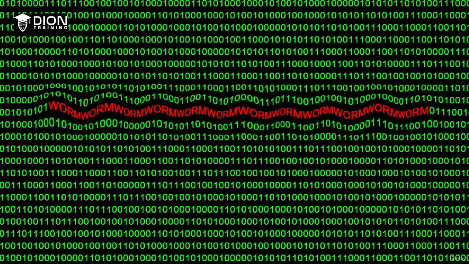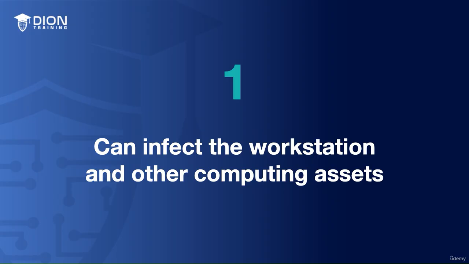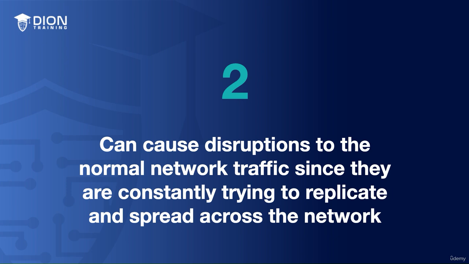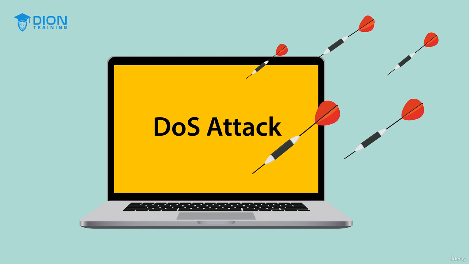Now, worms are very dangerous for two different reasons. First, they're dangerous because they can infect your workstation and other computing assets. But they're also really dangerous because they can cause disruption to your normal network traffic because they're constantly trying to replicate and spread themselves across the network. This begins to consume not just our network resources, but also consumes compute power, processing power, memory power, and network capacity, which will slow down your system and your overall network. If the replication is occurring too rapidly, for example, this can actually cause a denial of service attack against your network and its associated servers.